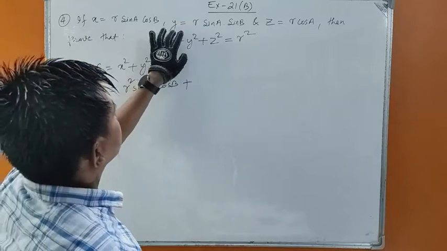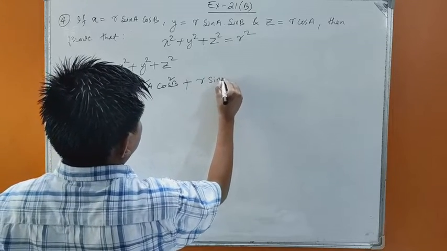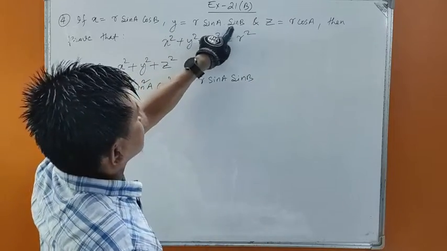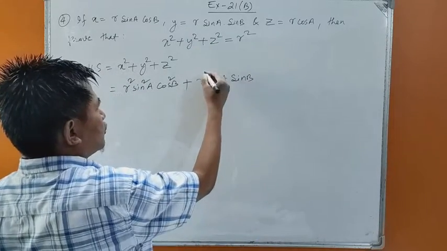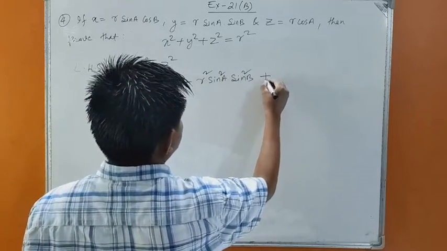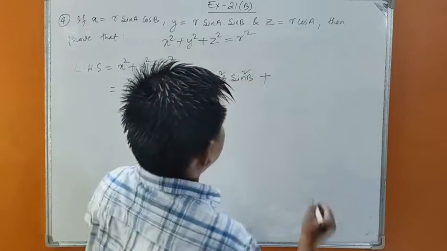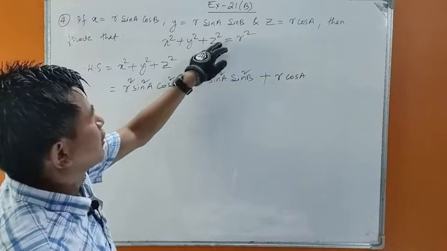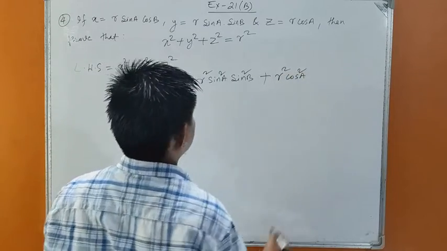So first let us write the value of y. What is y? Y is r sin a sin b. So y is squared, means y is whole squared. So that whole squared can be written individually like this. Plus we have z squared. First let us write the value of z. Z is r cos A. So z squared means we must square this whole number, so r square cos square A.